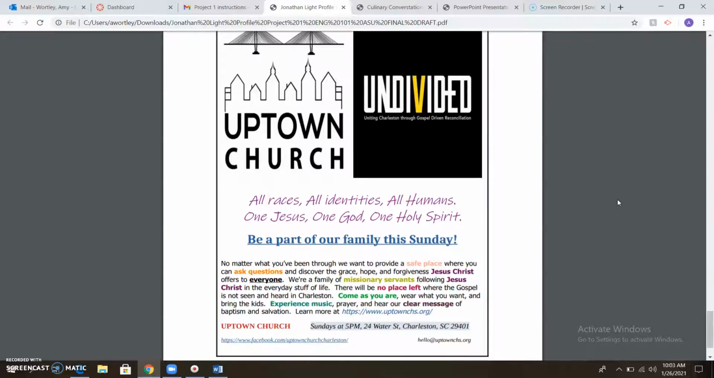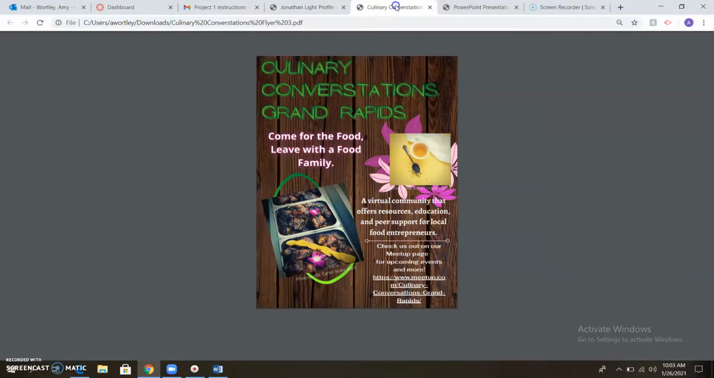So this flyer is okay, but it's got a lot of text. This one is quite text heavy. We want to avoid that in our flyers. We want to make sure that they're mostly visual and they use the elements of visual design that we've been learning about also. They should always have contact information and how to get involved if somebody was interested.